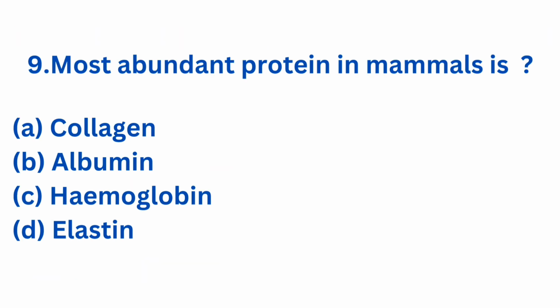Question number 9. Most abundant protein in mammals is option A, collagen, option B, albumin, option C, hemoglobin, option D, elastin. Which of the following proteins is seen most abundantly in mammals? The right answer is option A, collagen. Collagen is the most abundant protein seen in mammals.